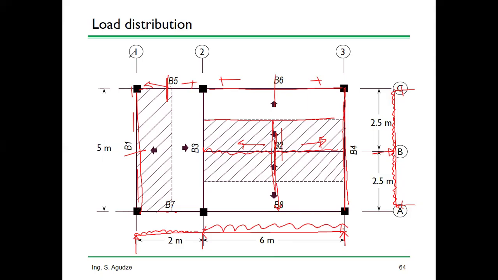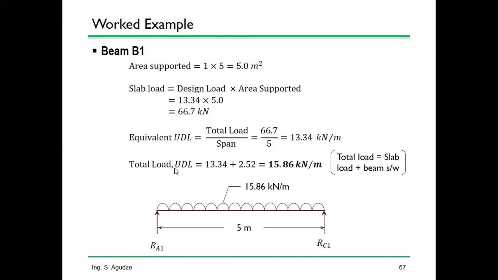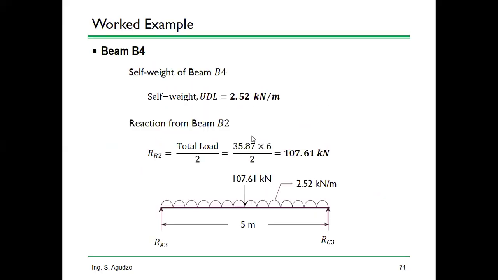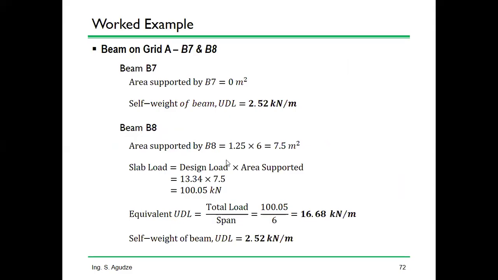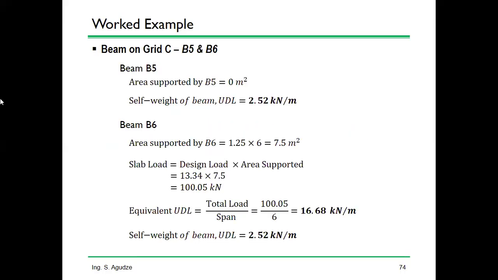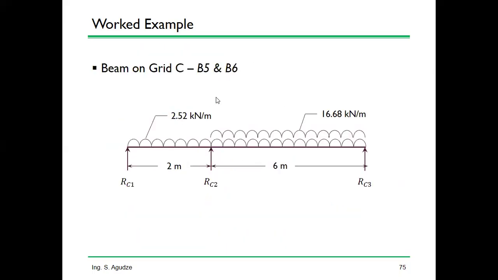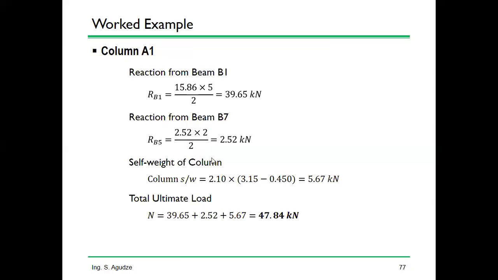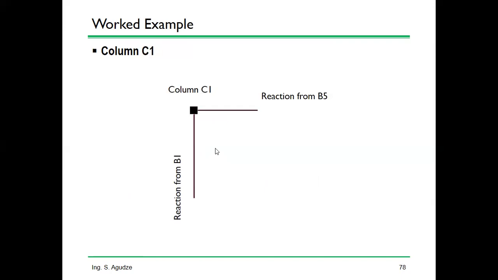So I'm just going to scroll through, even though the slide is already with you. You see, this is the beam 3, and this is how the sketch looks like. This is the beam 4. See, this is the beam on green line A, B7, B8. See how it looks like? And then this one, see how this one looks like. And this is the column, the reaction from the various beams. And the calculation, as I've explained, is self-explanatory.